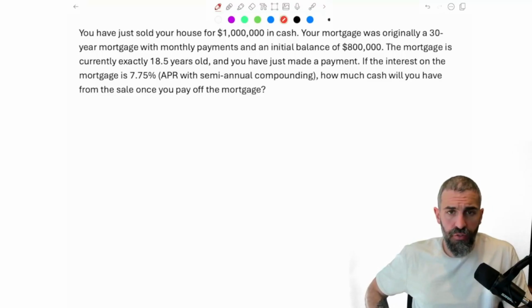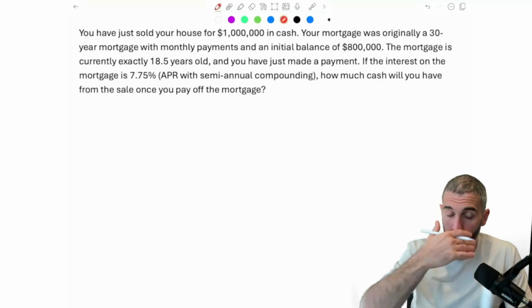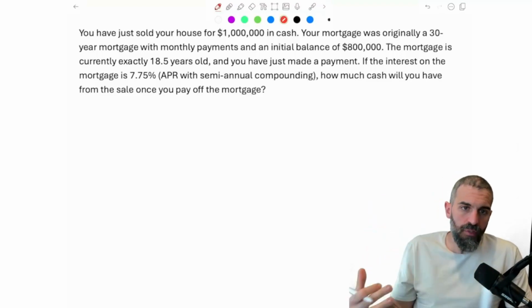It says you have just sold your house for $1 million in cash. Your mortgage was originally a 30-year mortgage with monthly payments and an initial balance of $800,000. The mortgage is currently 18 and a half years old. You just made a payment. If the interest on the mortgage is 7.75 APR with semi-annual compounding, how much cash will you have once you pay off the mortgage? So basically the idea here is we need to figure out how much we owe, right?